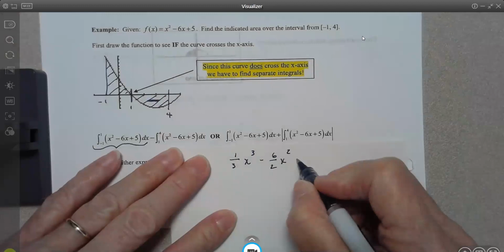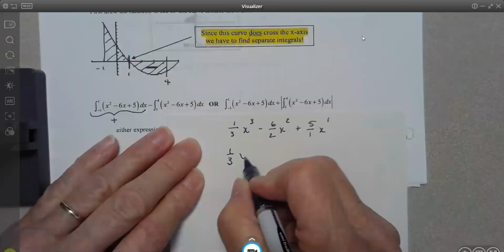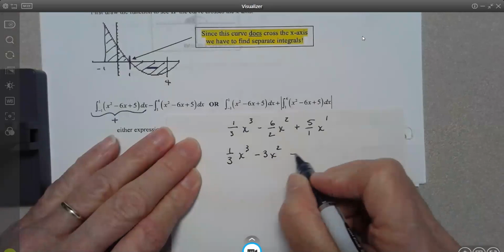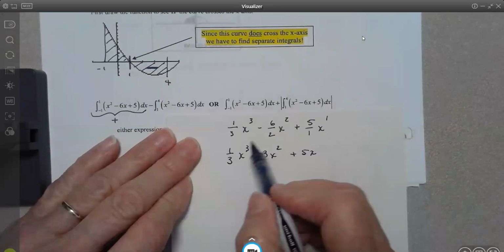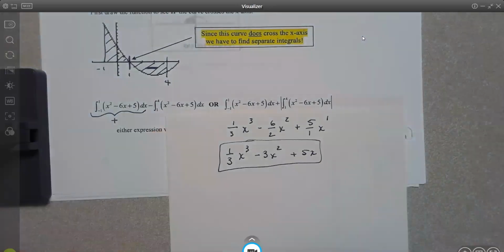And I want to clean that up somewhat. So that's the one I'm going to focus on. So is that okay so far? Yeah.